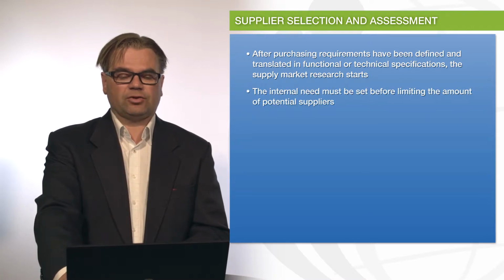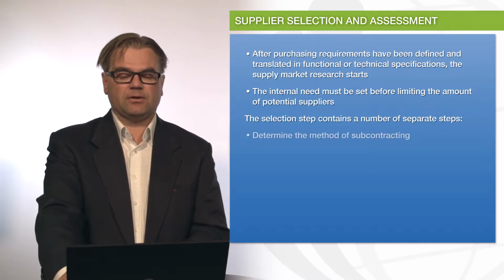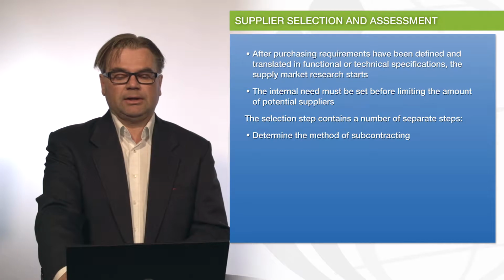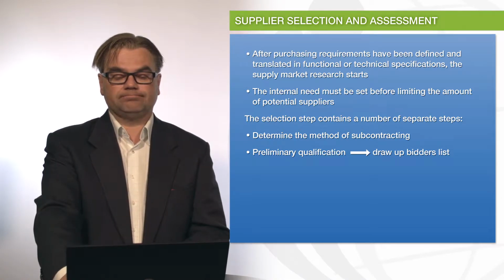The internal need must also be set before limiting the amount of potential suppliers. Practically, the selection of supply consists of four main steps. First, it starts with determining the method of subcontracting. It can be full turnkey subcontracting and partial subcontracting. It is followed by preliminary qualifications and drawing a list of those who will eventually bid. Usually those who have excellent rating score and excellent past performance are chosen.